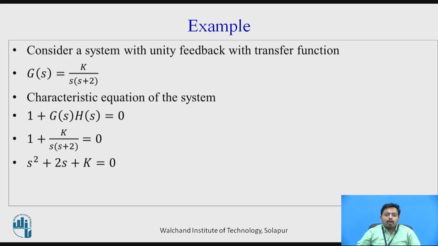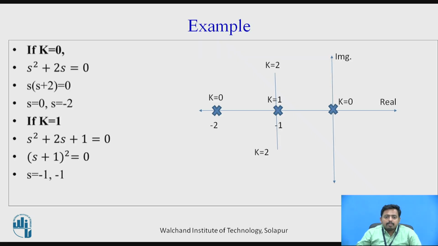Now, we will plot the location of poles if we vary k from 0 to infinity. For simple terms, we vary from 0 to 1, 2, 3, 4. So when k is equal to 0, s square plus 2s plus k is equal to 0, s square plus 2s is equal to 0, that is s into s plus 2 equal to 0. So we get the value of poles as s equal to 0 and s equal to minus 2. So 0 we mark the pole using this, and minus 2 we mark the pole using this.